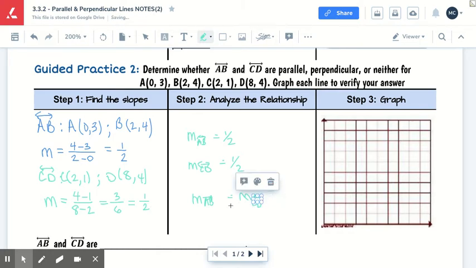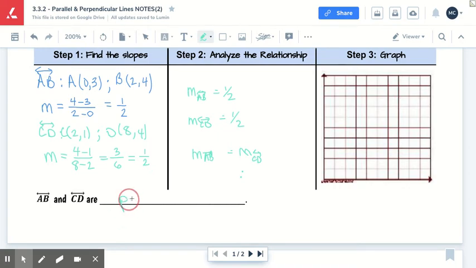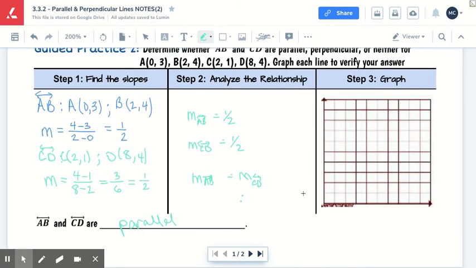And the relationship between those, because the slopes are the same, is that the two lines are parallel. So I'm going to say line AB and line CD are parallel. We also have a graph here so that we can graph the 2 points that we were given for each of the lines and connect them. And then we can see on the graph that the lines are in fact parallel.